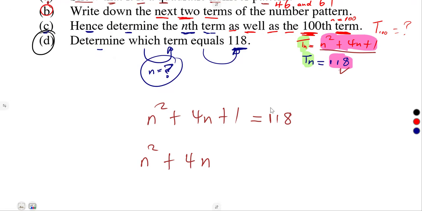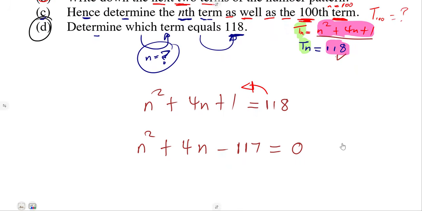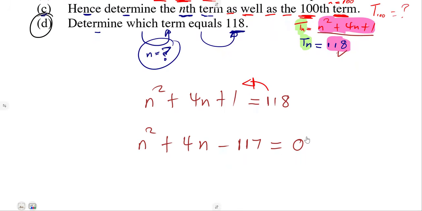So we are just going to take the 118 to the other side. That's subtract, so it's going to be negative there. That's negative 117, which is equal to 0. A quadratic equation, you can solve from any way that you understand. Is it the quadratic formula? Is it the factorization? It is in your hands.